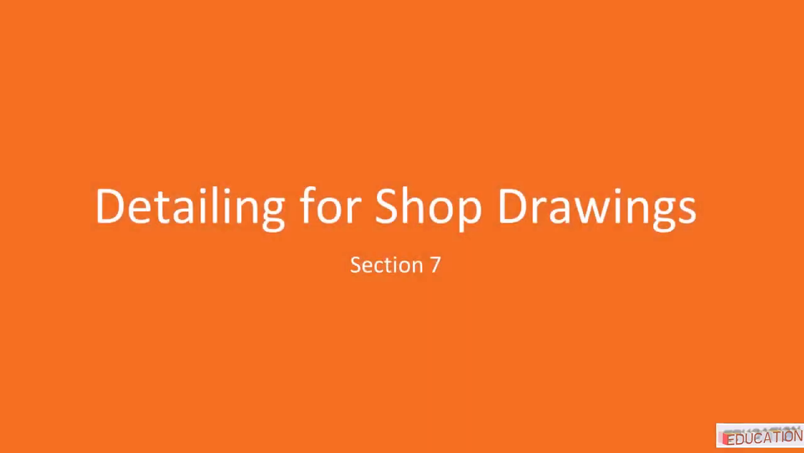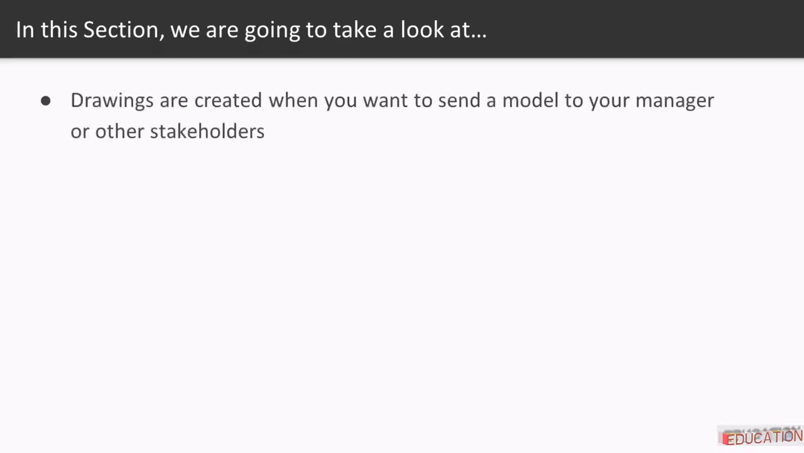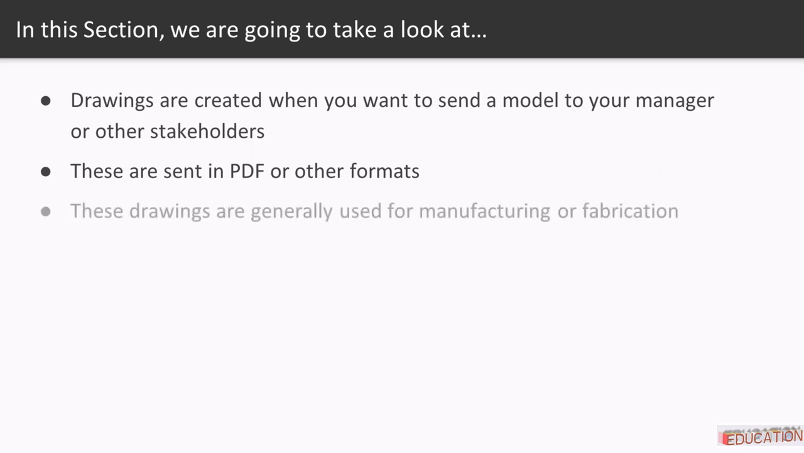After we know how to create 3D models and how to create assemblies, it's the time to talk about how to create detailed drawings. Usually, these drawings are used when you want to send a model or an assembly you created to your manager or to the manufacturer or to a supplier. You cannot share your native files all the time, so in some cases you will need to create detailed drawings and you can send them to anyone in PDF format or any other format that they prefer. Usually, these drawings are used in manufacturing and fabrication.